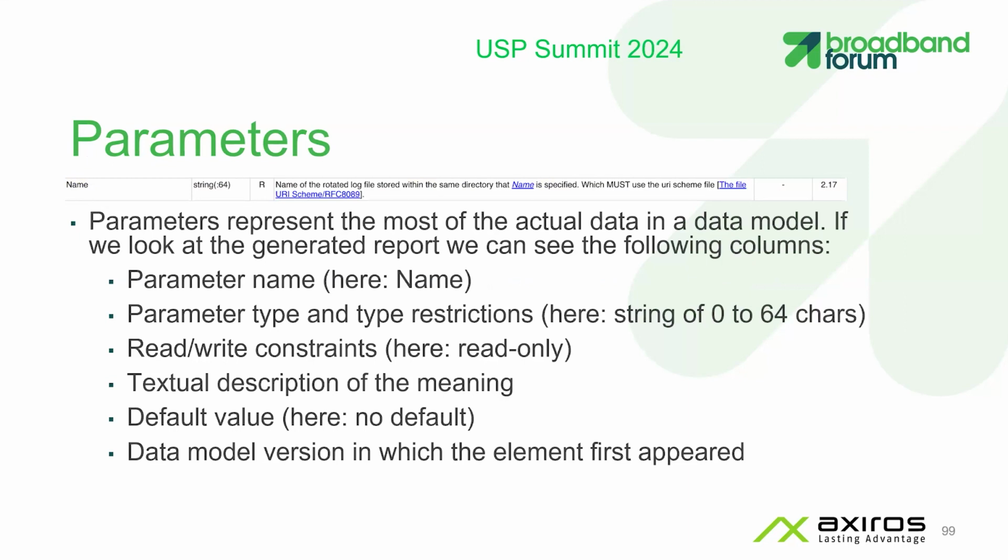Then we have the parameters. So the parameters is where most of the data actually goes. So that parameter rendering basically gives you the parameter name. Of course, this is only the partial name. We don't want to spell out the path all the time. A parameter is always underneath an object. And that means that, of course, you have to prepend the object name to the parameter name if you want to use those in an implementation, if you want to refer to them. And yeah, you have some parameter type and type restrictions.